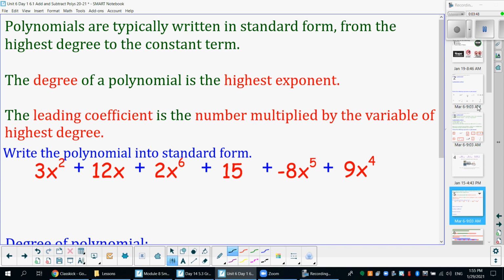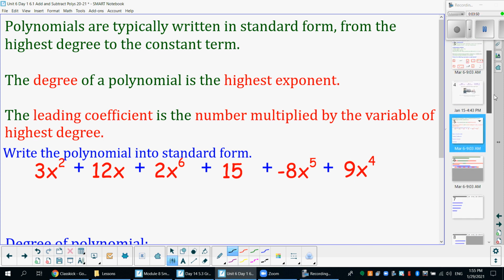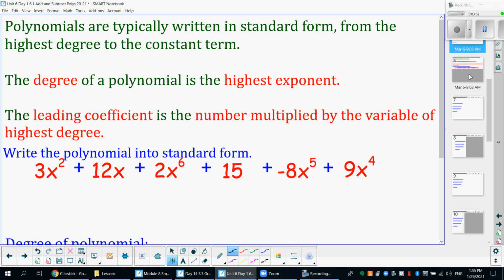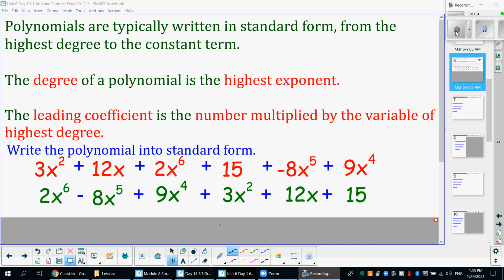So if you're writing your polynomial in standard form, and we go to check, it should look like 2x to the 6th minus 8x to the 5th plus 9x to the 4th plus 3x to the 2nd plus 12x plus 15. Notice how that term that said negative 8x to the 5th, we just wrote it as a subtraction. We typically are not writing our polynomials using plus and negatives anymore. We're going to use subtraction instead.